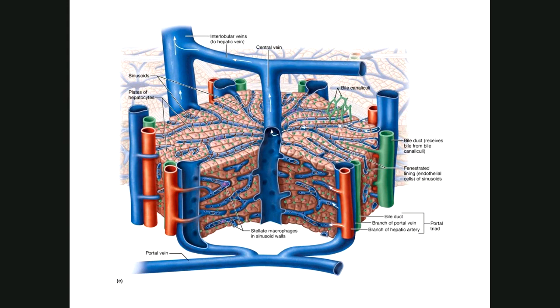The bile duct receives bile from bile canaliculi, liver sinusoids. Remember that the type of capillaries that exist in the liver are sinusoidal. They are the Swiss cheese-like capillary bed. And the bile duct with the portal vein and the artery, they make what we call the portal triad, for three. So they make the portal triad.